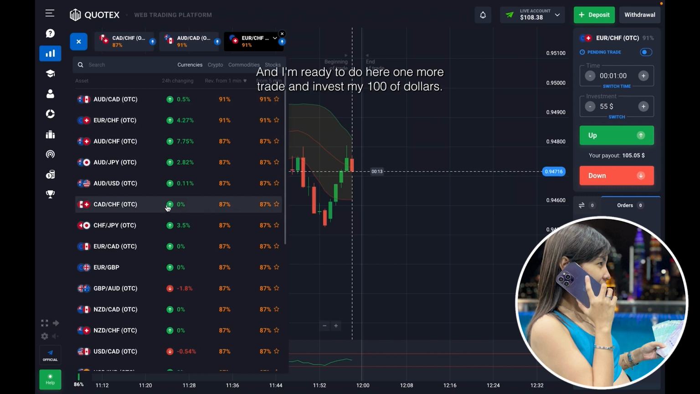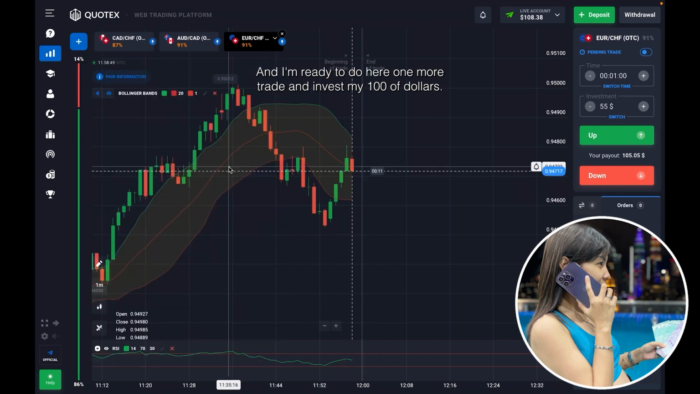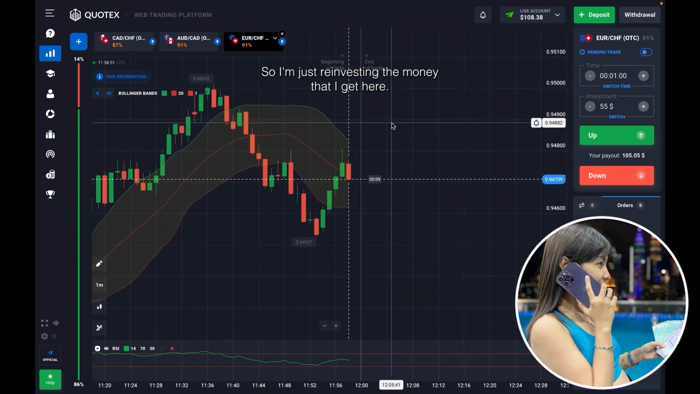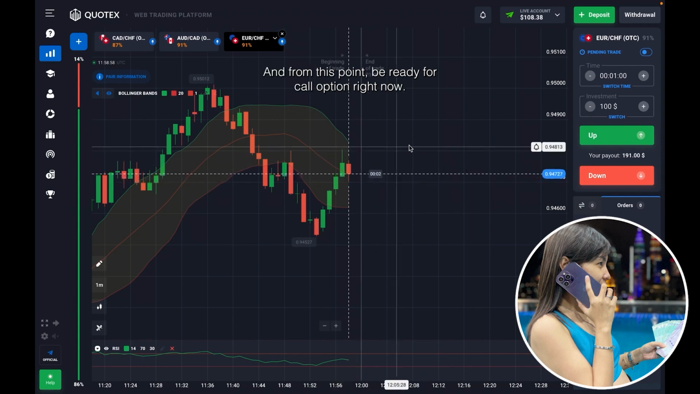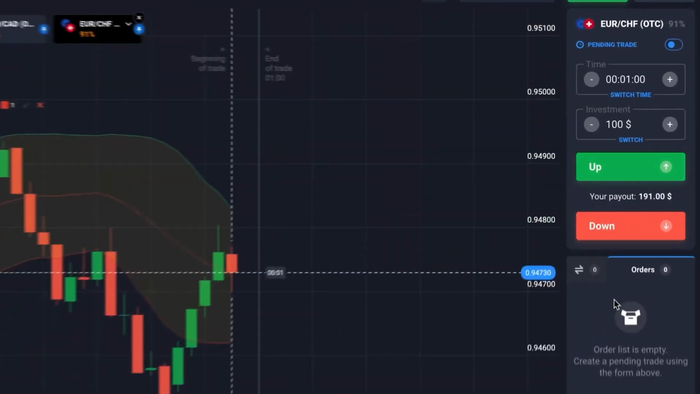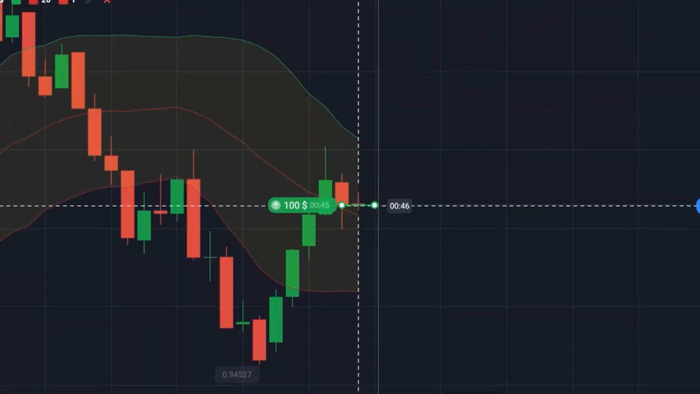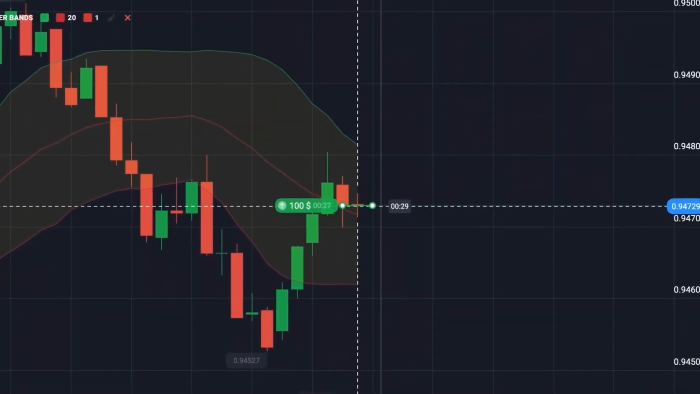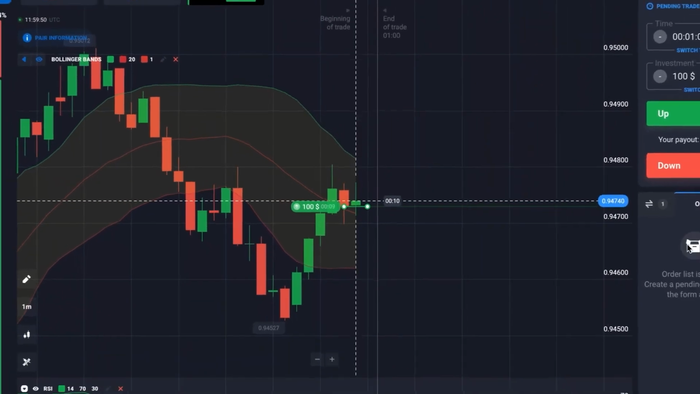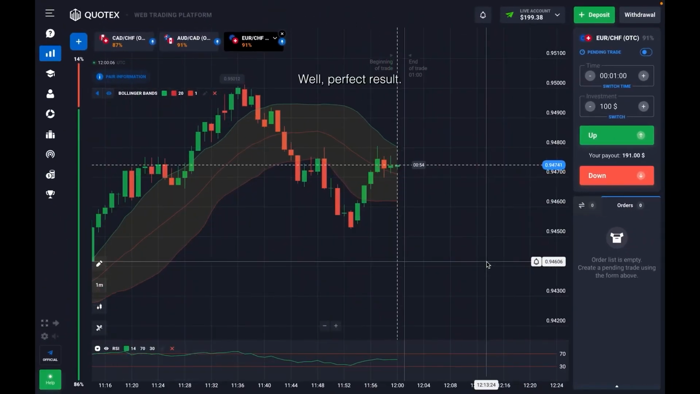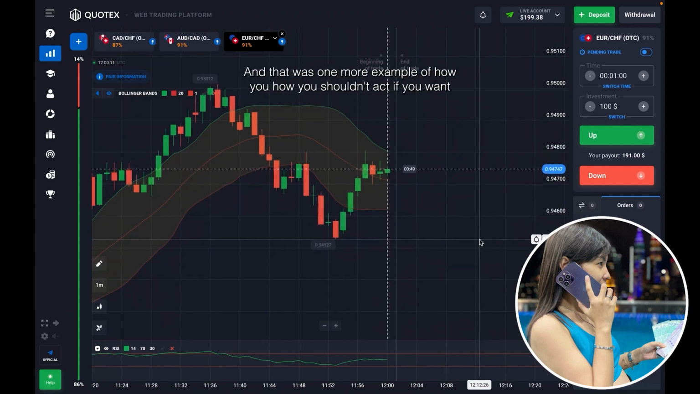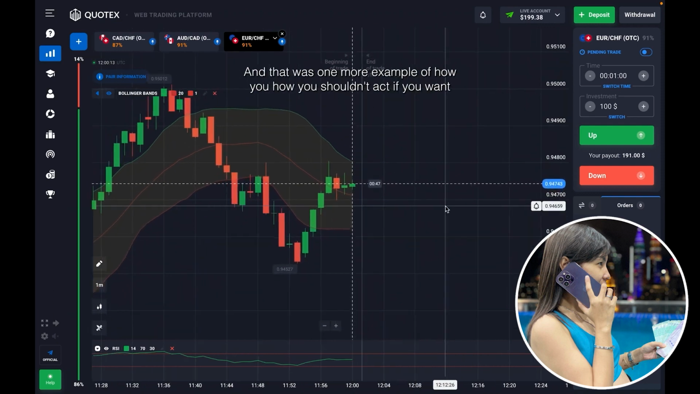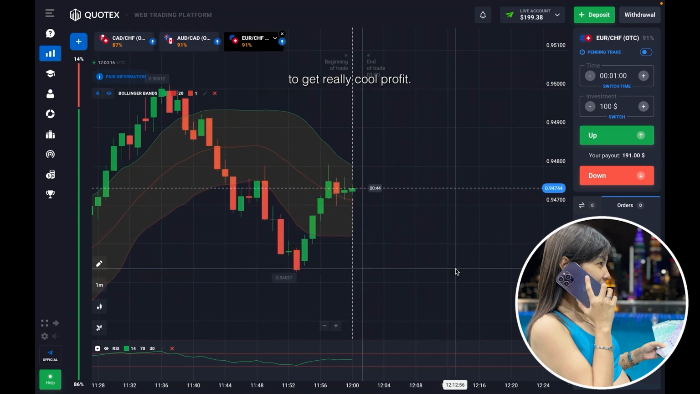And I'm ready to do here one more trade, invest my $100. So I'm just reinvesting the money that I get here, and from this point be ready for call option right now. And perfect result again. As you see, this trade was risky enough, and that was one more example of how you shouldn't act if you want to get a really cool profit.